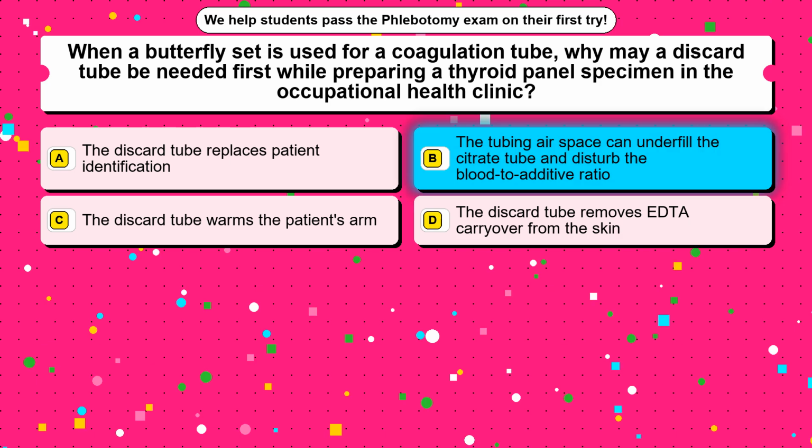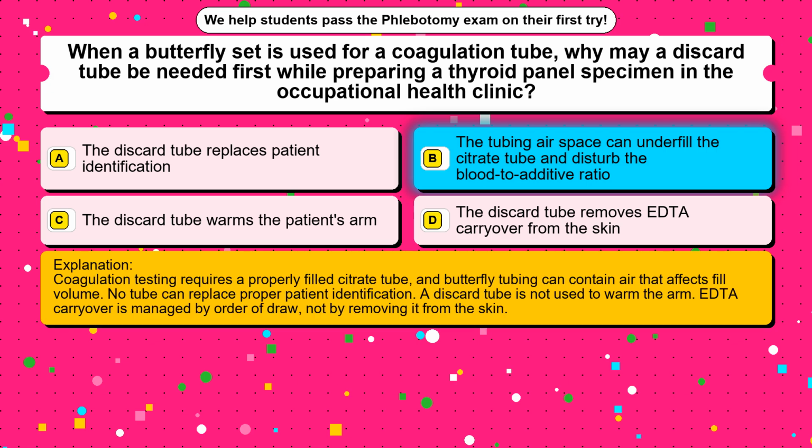The correct answer is option B. The tubing airspace can underfill the citrate tube and disturb the blood to additive ratio. Coagulation testing requires a properly filled citrate tube, and butterfly tubing can contain air that affects fill volume. No tube can replace proper patient identification. A discard tube is not used to warm the arm. EDTA carryover is managed by order of draw, not by removing it from the skin.